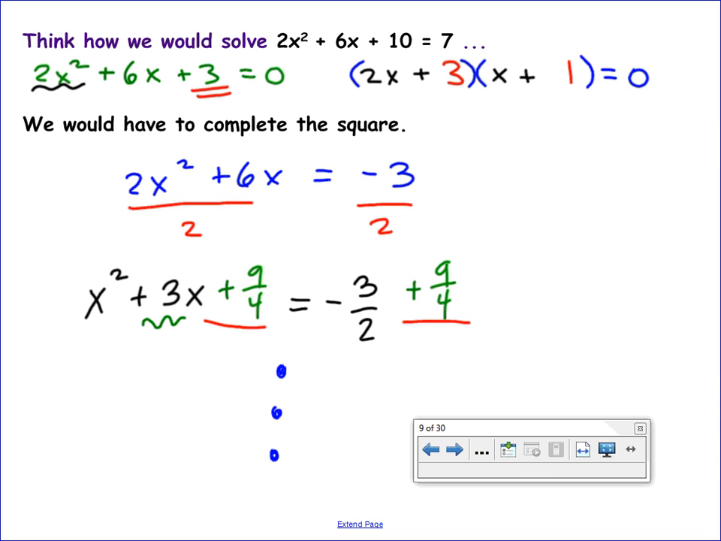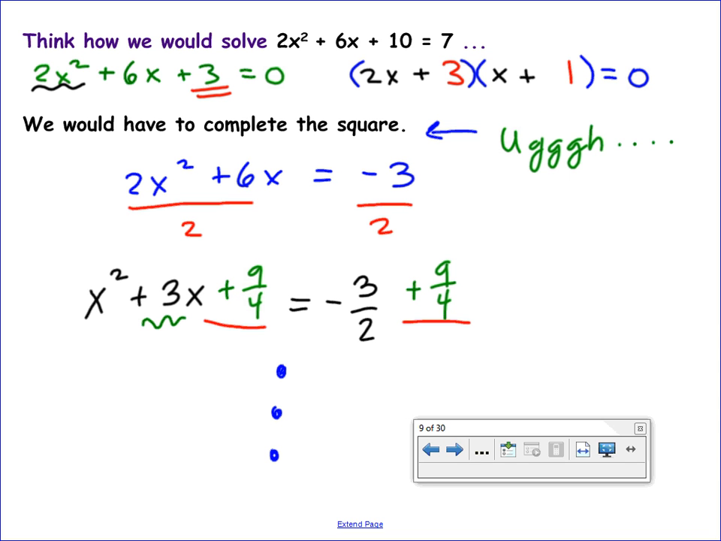Yes, we could continue going. We could continue grinding this out and get our solutions, but completing the square is difficult in this case because of two things. We have a leading coefficient other than 1, and we have an odd middle term, right? Once I get a leading coefficient of 1, both of those are bad news if I'm trying to solve by completing the square because it creates an inordinately difficult problem.